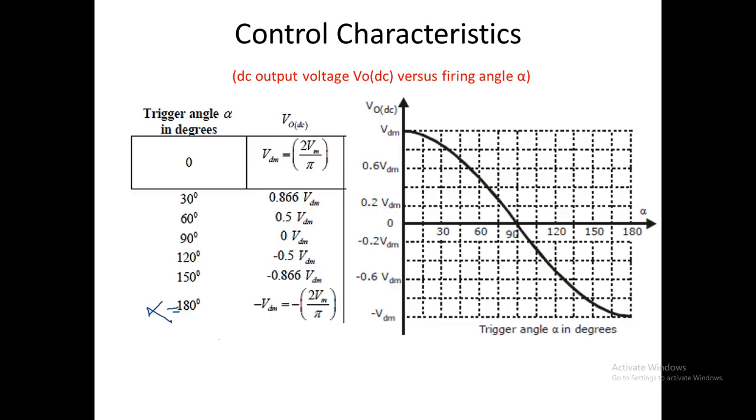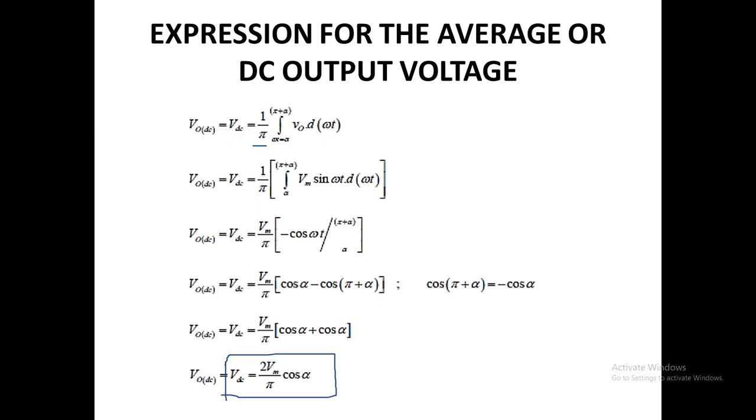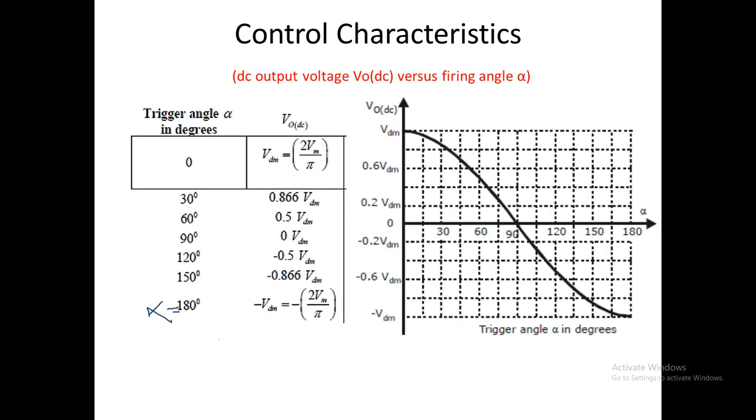And for alpha 30 degrees, it will be 86 percent of VDM, for 60 degrees it will be 50 percent of VDM, and for 90 degrees it will be 0. Here we can substitute cos 90 degrees. So cos 90 will be 0, so that VDC will be 0. For alpha equal to 90 degrees, it will be 0 VDM, and for 120 degrees it will be negative. After 90 degrees we will get the negative voltage, that is minus 0.5, 50 percent of VDM, and for 150 degrees we will get minus 86.6 percent of VDM.